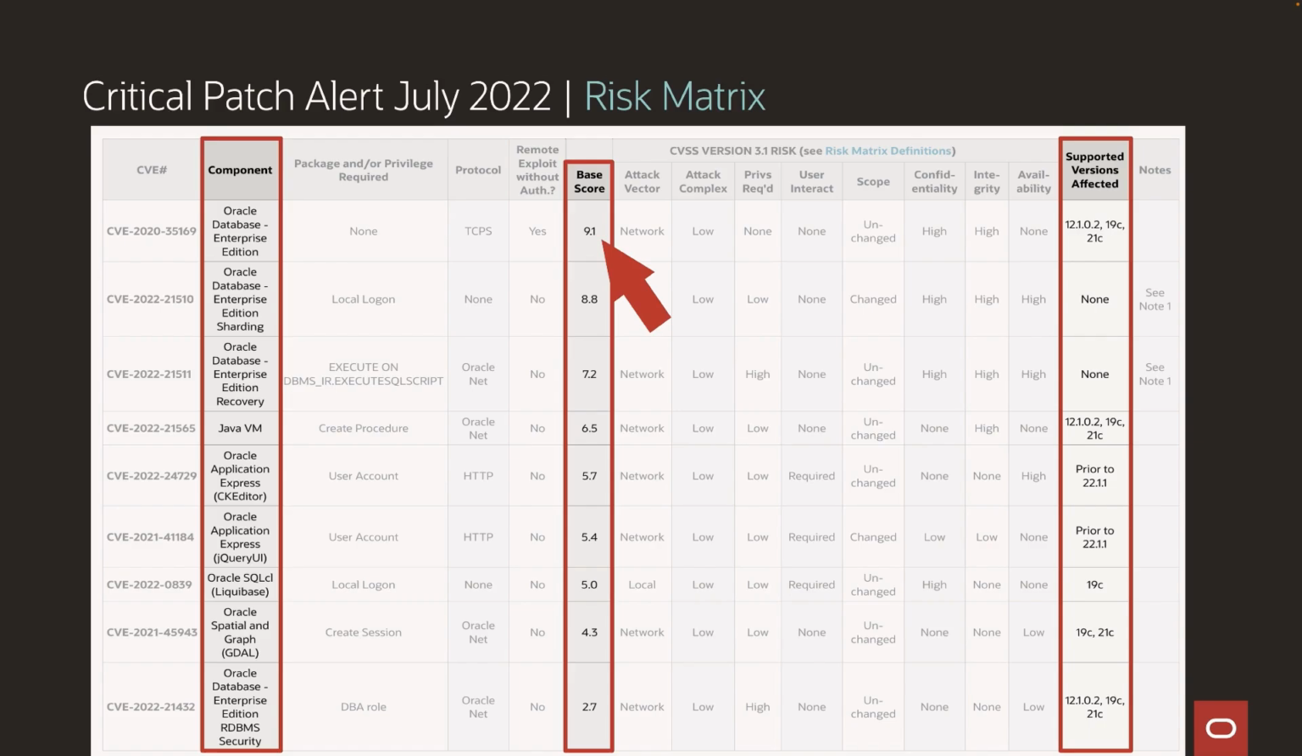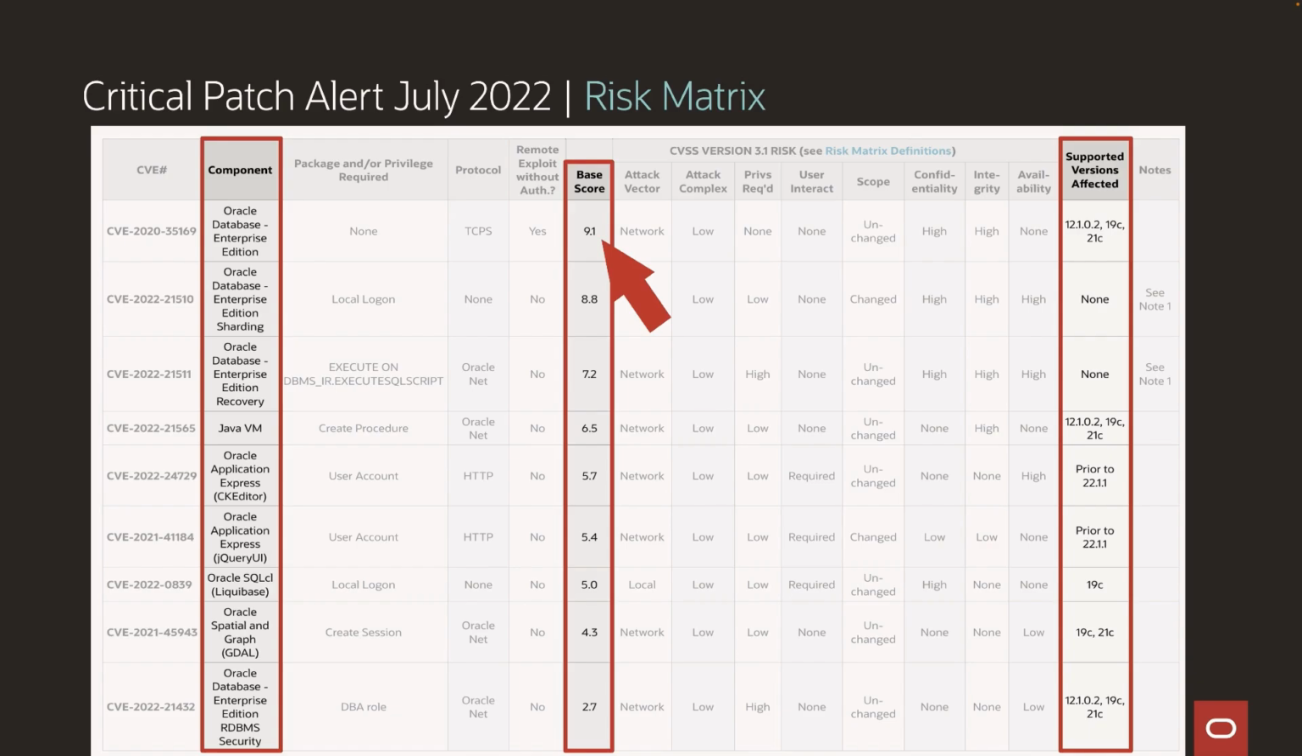Now, in the middle of the slide, you see the base score. 9.1 means that's close to the high score of 10. This is critical. It's the Database Enterprise Edition. It affects basically everybody. And when you look now on the right side of the slide, you see that Oracle versions 12.1.0.2, 19c, and 21c are affected.